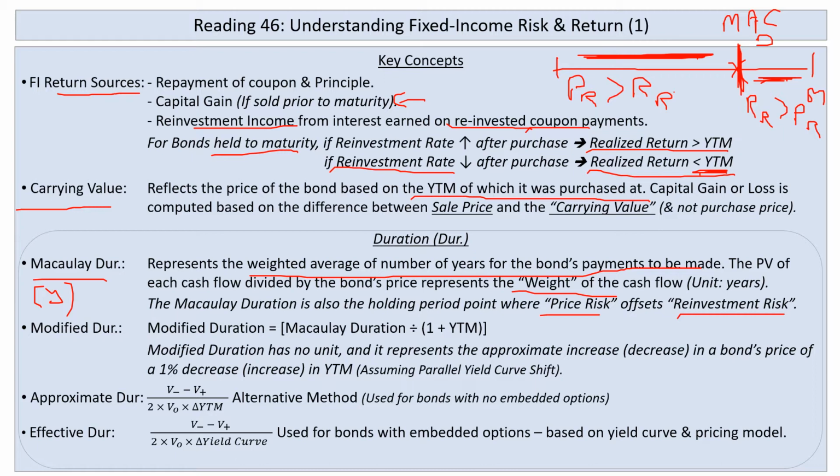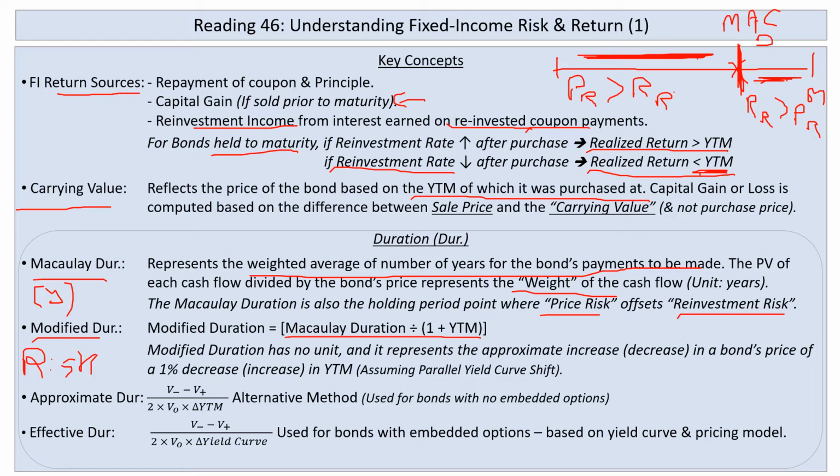Macaulay duration by itself is denoted in years. It does not show any risk. It's not a risk measure. It does not show sensitivity by itself. It only shows a point where price risk offsets reinvestment risk. That's it. It shows no real sensitivity. However, modified duration, on the other hand, which is Macaulay duration divided by 1 plus YTM, represents risk, represents the sensitivity of the bond to interest rate changes.